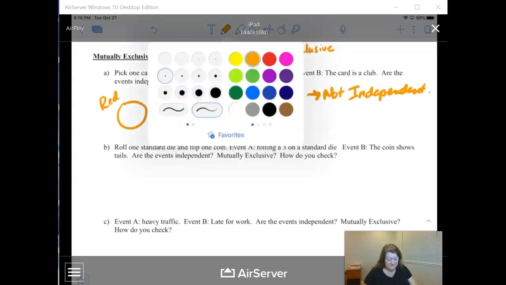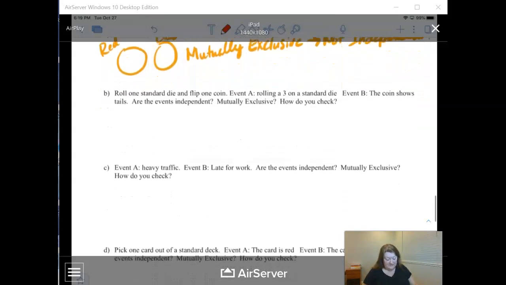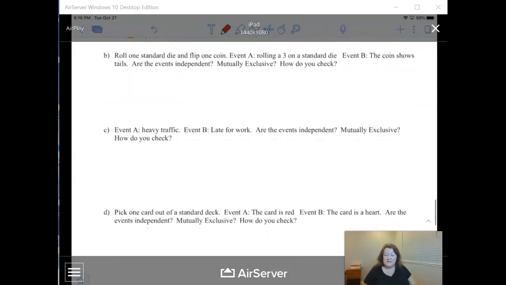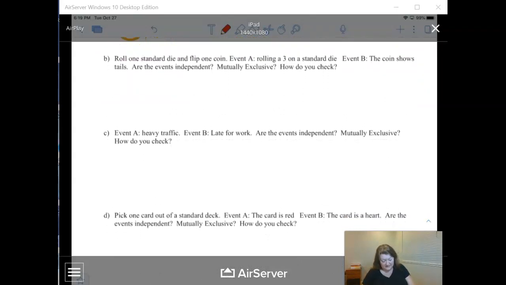All right, let's try the next one. Roll one standard die and flip a coin. So now we're doing two different things. So now my sample space is going to look something like this. A 1 and a heads, a 2 and a heads, a 3 and a heads, right? And then I'd have a 1 and a tails, a 2 and a tails, a 3 and a tails, dot, dot, dot, all the way down to 6 and 6. Okay, that's what my sample space looks like.